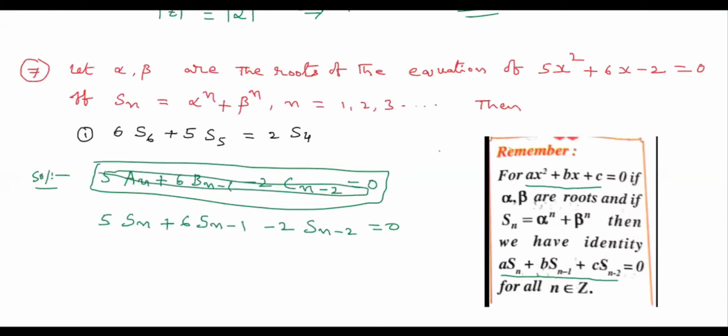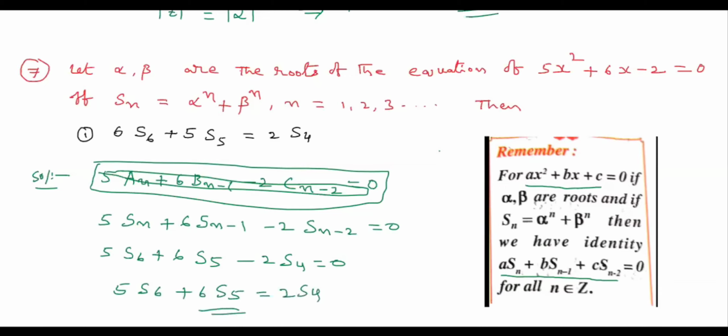So we can write S only in place of ABC, because in the formula also S is there and in the question also S6, S5, S4 is there. In place of n, substitute 6, we get 5 S6 plus 6 S5 minus 2 S4 is equal to 0. Now 5 S6 plus 6 S5 is equal to 2 S4. This is the relation between S4, S5, S6. This is also a very easy question, but remember this formula and you will get the answer easily.